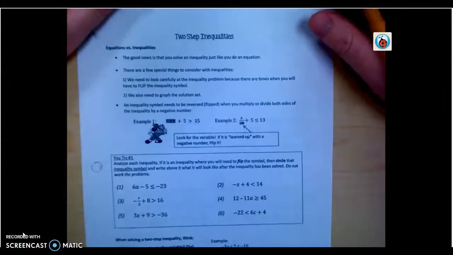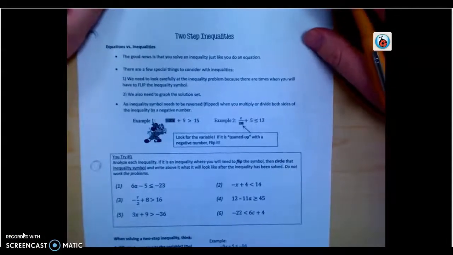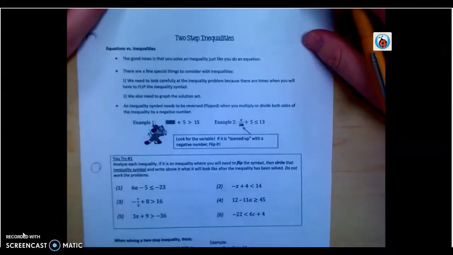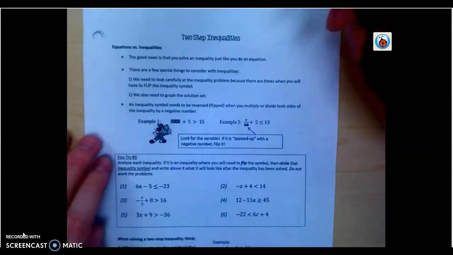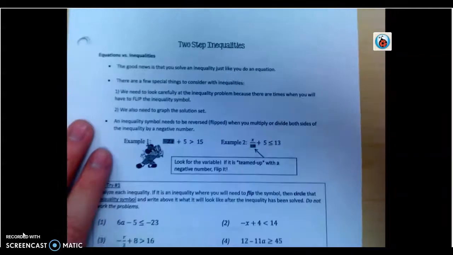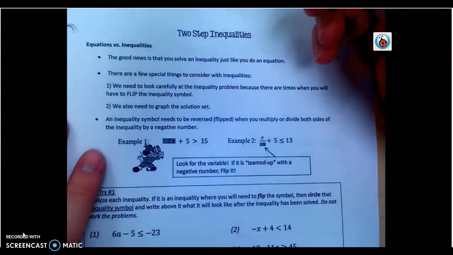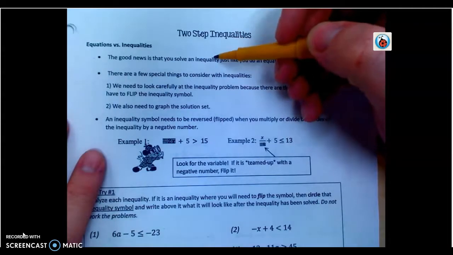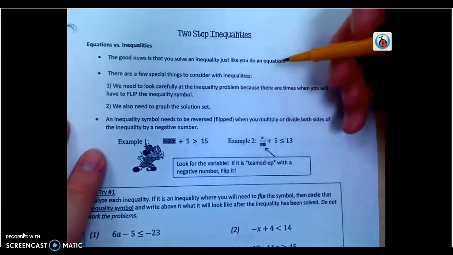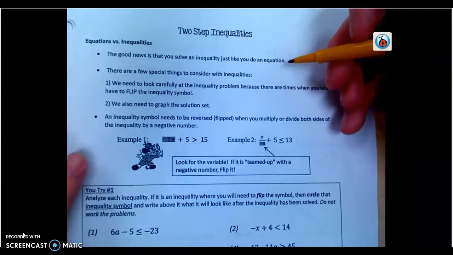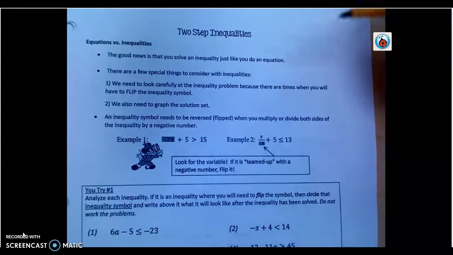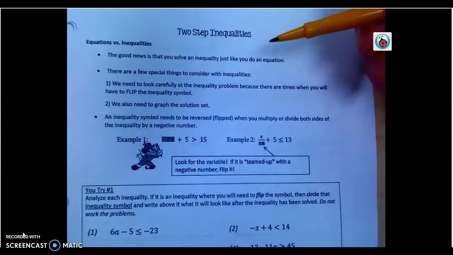Welcome to today's lesson on how do you solve two-step inequalities. So the good news about today's lesson is that you solve a two-step inequality the same way you would solve an equation. So if you did really well with the last unit, if you've been paying attention, doing all your homework, staying caught up, then you'll do really well with two-step inequalities.